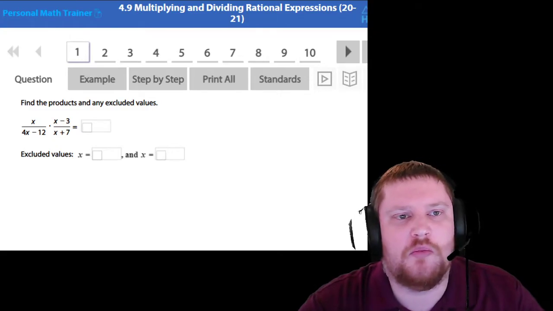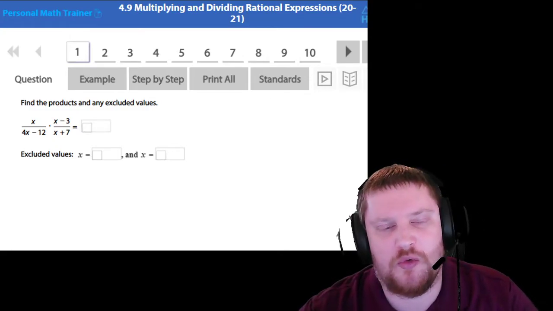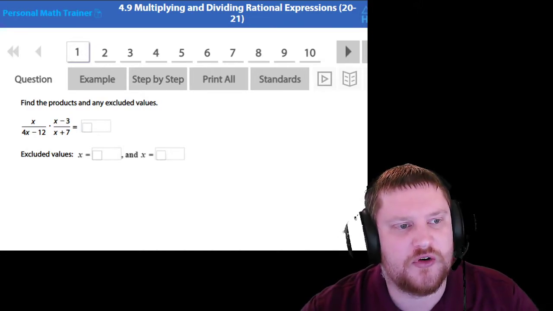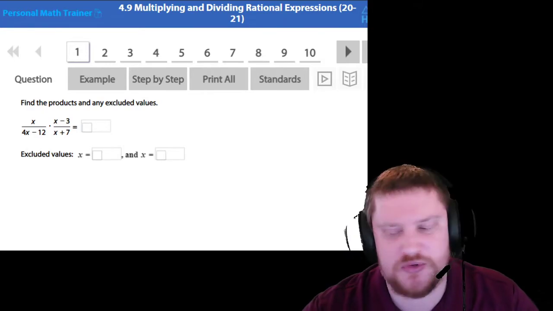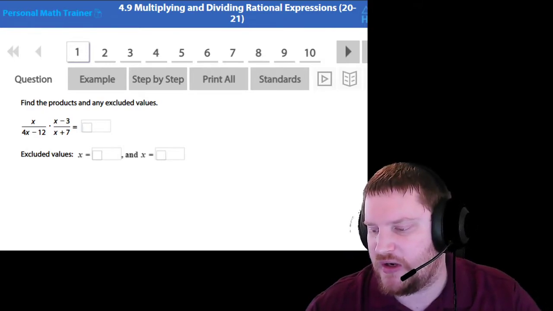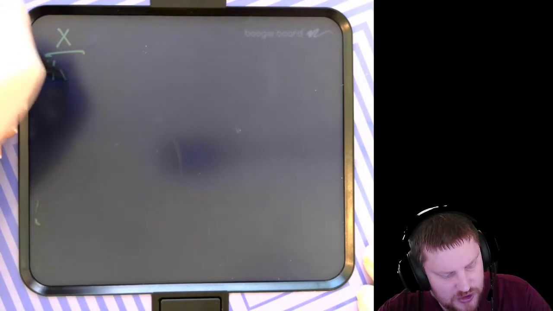Alright, so multiplying and dividing rational expressions. So basically fractions that we're multiplying and dividing. Our first problem here: x over 4x minus 12 times x minus 3 over x plus 7. So let's go ahead and go to the document camera, and we will take a look at the easiest way to get through this problem.